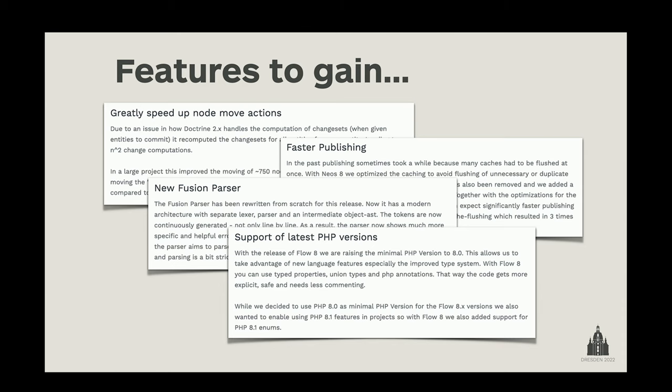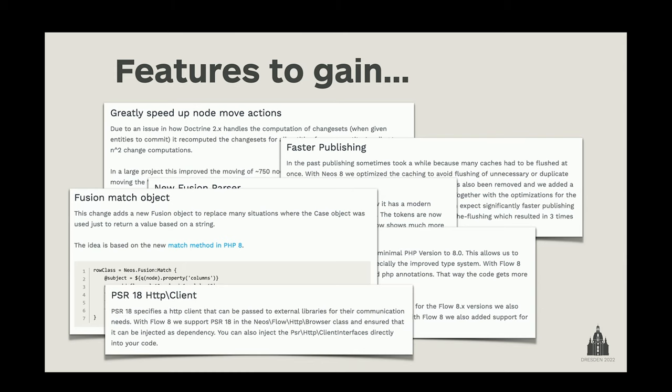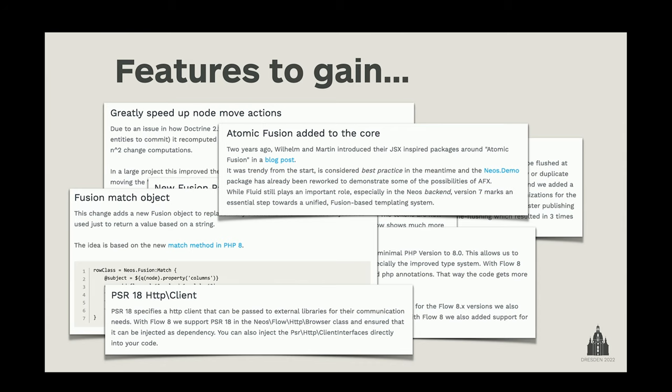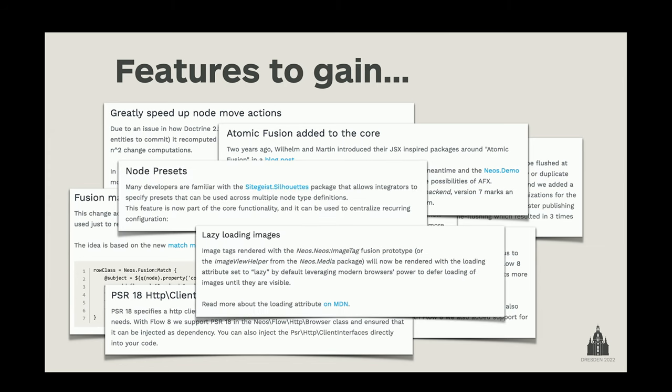Support for newer PHP features and versions, which is good. Also new features in Fusion, not only on the PHP side but also in Fusion. Support for new PSR projects or standards. And Atomic Fusion has been kind of an add-on, and then it really gained traction in the community, so now it is a core feature. And node presets and more things, right? So features. Features are good.